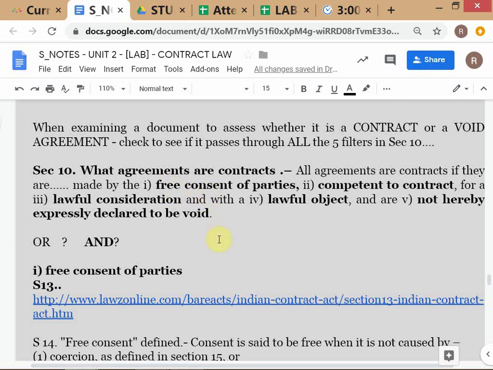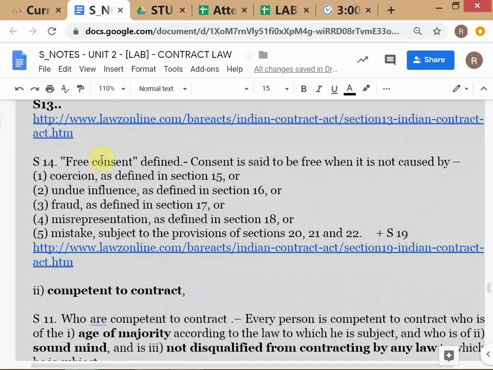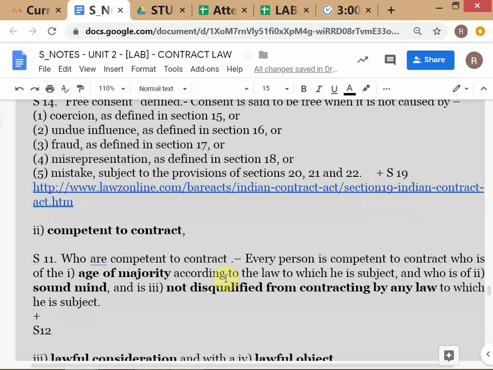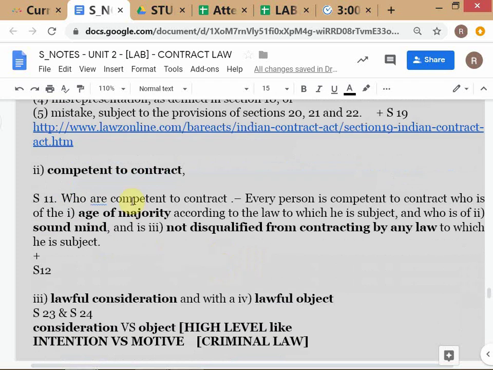So free consent, now you understand. Free consent means it should be pure consent. There should not be any kind of impurity because of coercion, undue influence, fraud, misrepresentation, right? All these things should not vitiate the consent. Then competency to contract. Everything is there in your notes, it's been extracted here. There are 2 elements, 3 elements actually.